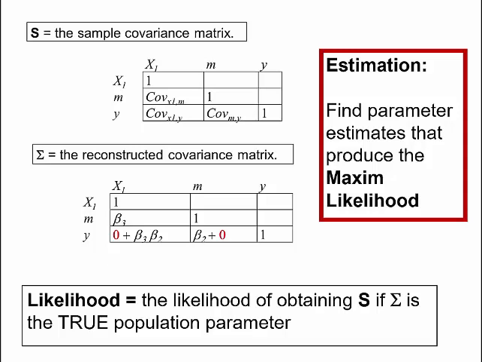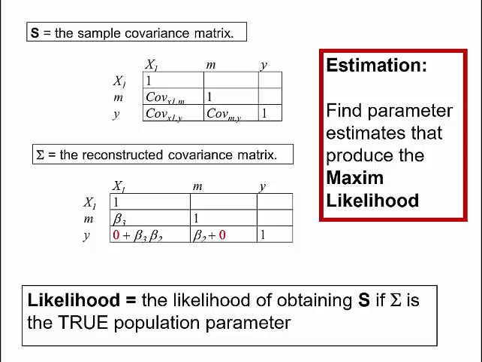Now, how do we go about doing this? Do I have equations that I can give you to calculate beta weights and parameter estimates to maximize a likelihood value? Well, not exactly. When we're doing structural equation modeling, we're going to use the computer to help us out. We're going to ask the computer to figure out what parameter estimates will produce the highest possible maximum likelihood. And the computer is going to use somewhat of a trial and error process.